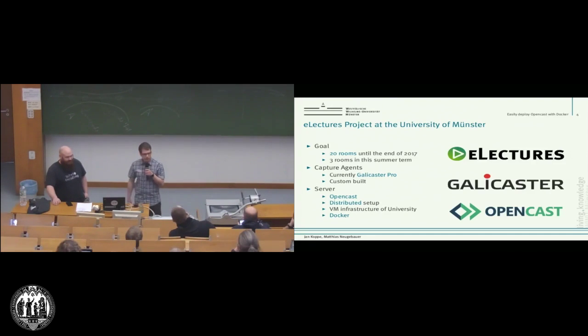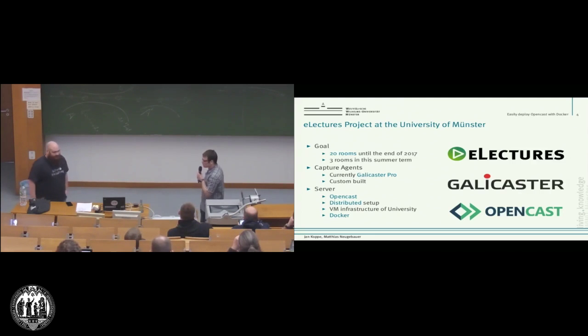Our goal is to deploy capture agents in 20 rooms, and currently we want to do this in the next summer term in 3 rooms. We use Galicaster Pro at the moment, or we want to use it, and we have a custom built capture agent. But we want to now talk about the server side. We use Opencast, the distributed setup, and VMs of our infrastructure in the university, and we are using Docker.